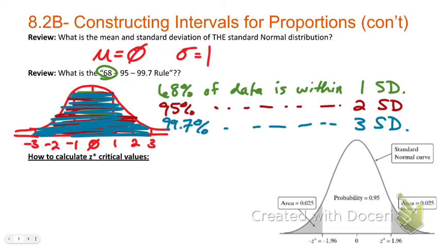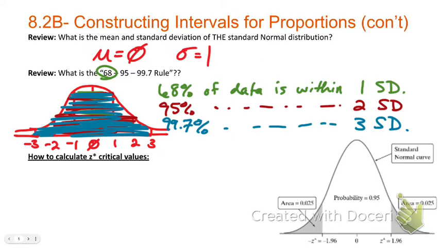So, how do you calculate it? Because yes, you probably could figure out what it is if you want to be 68% confident, it should be about 1. 95% confident, it should be about 2. 99.7% confident, it should be about 3. But there's tons of other confidence levels you might want. Maybe you want to be 90% confident, so how are you going to find that?